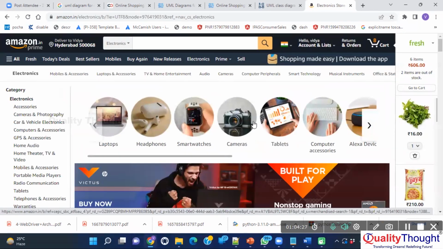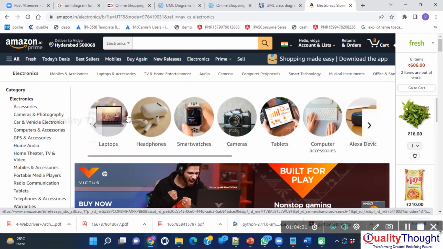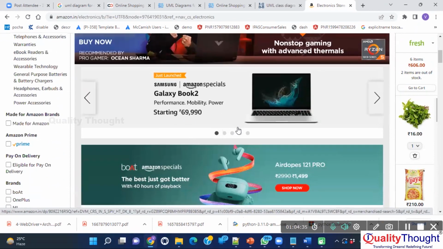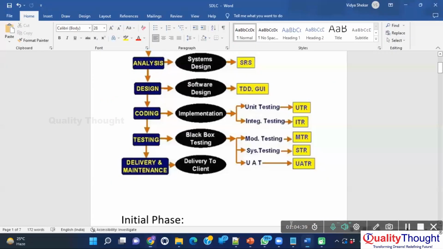And electronics is a module which contains sub-modules like laptop, headphones, watches, cameras. Agree? Yes or no? Yes. So module testing means testing that particular module which contains sub-modules.